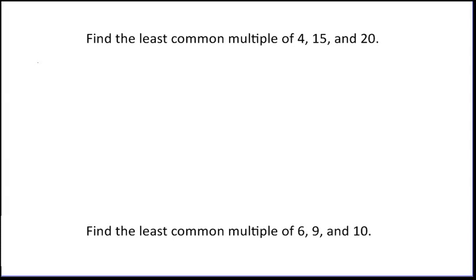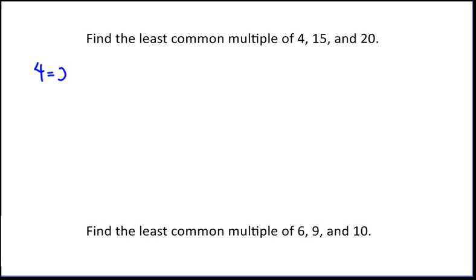Find the least common multiple of 4, 15, and 20. There are a couple of different ways to do this, and I'm going to do it both ways. The first way is to list the prime factors of each of our numbers.